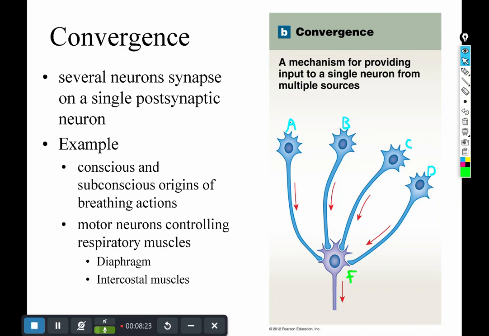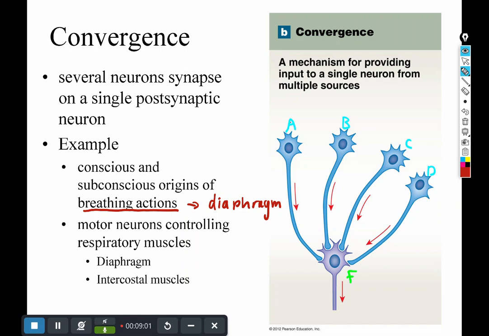One example that you'll learn more about next term is the subconscious and conscious origins of breathing actions, so actions that are specifically executed by the diaphragm. And you know from breathing that you can breathe voluntarily and modify your breath pattern. So you could hyperventilate, you can fake laugh, any number of things. But when you go to sleep, even though you are not consciously aware of anything, you still breathe, fortunately. And so that suggests that something has to be controlling and coordinating those patterns.